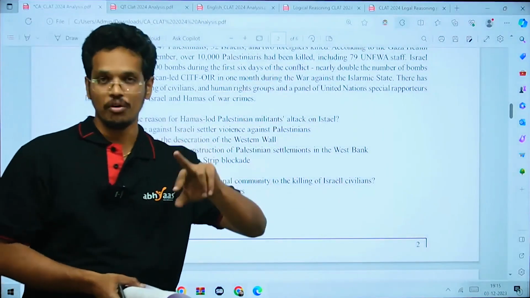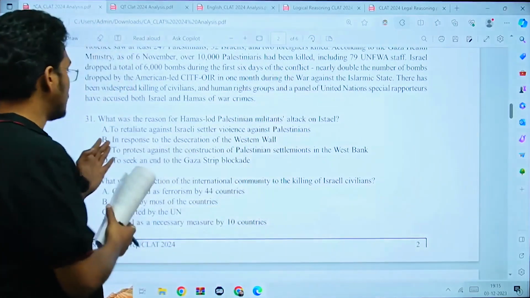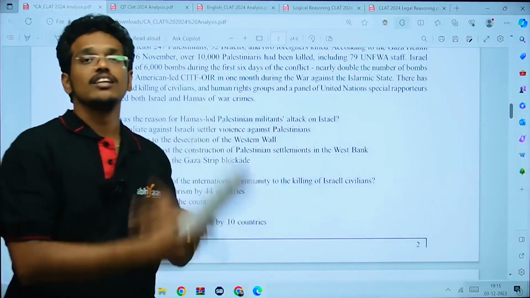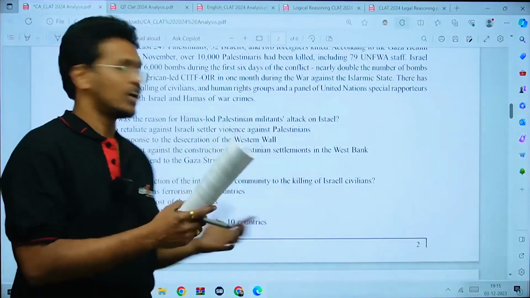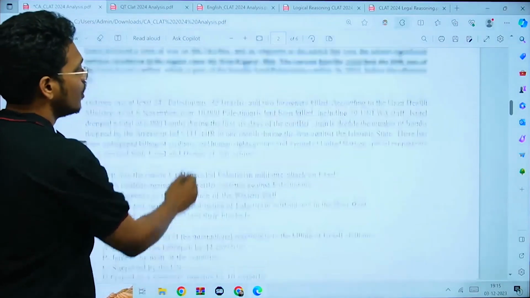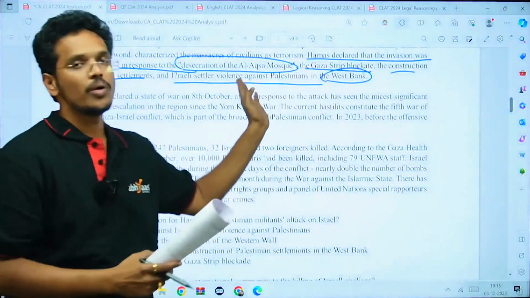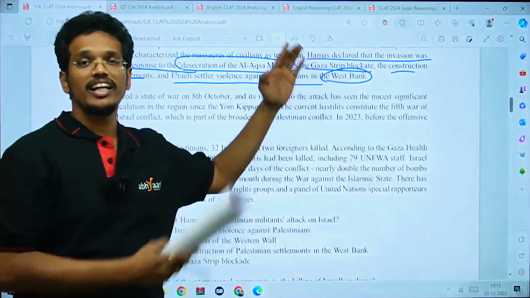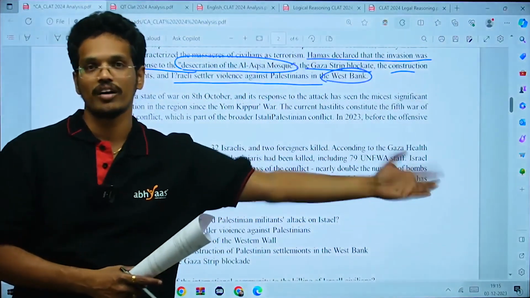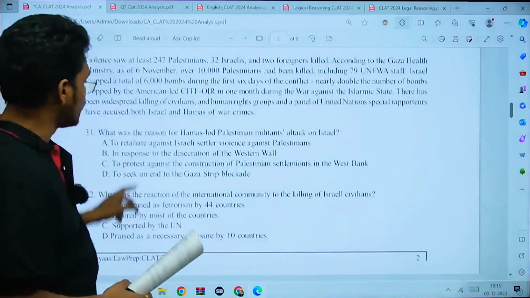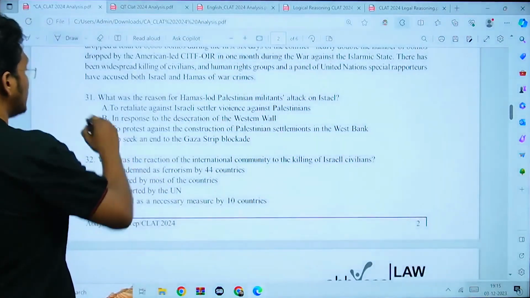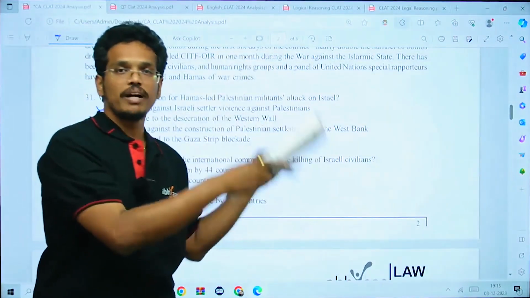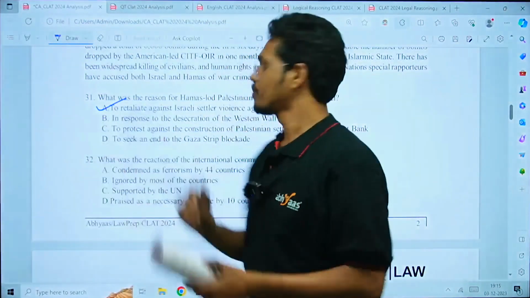There might be a confusion between A and D. Some people may say A is the right answer, some people may say D is the right answer. But let's decode it. Let's look at the logical conclusion of this. Here, nowhere have they said to end the Gaza blockade. They did not mention that. It is simply a retaliation to the Gaza Strip blockade. So it is a retaliation, not to end. So the exact answer to this particular question would be A.